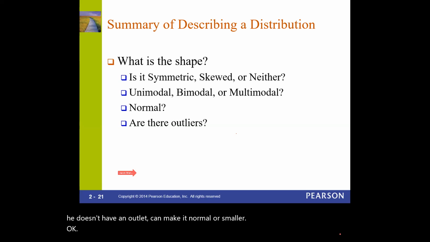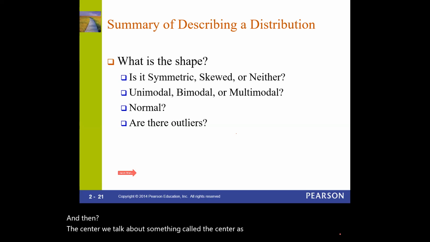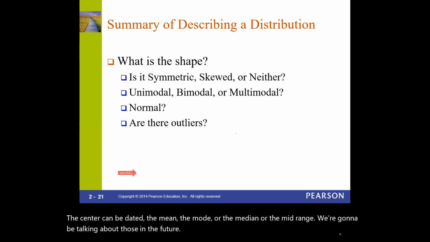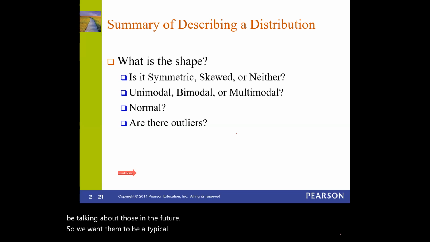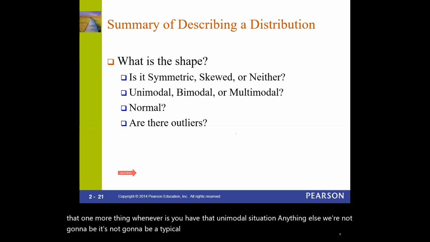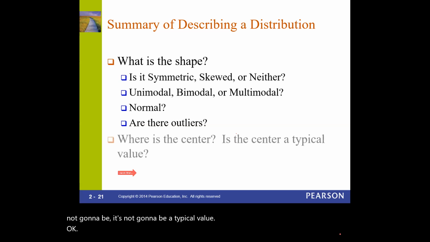And then the center, we talked about something called the center as well. The center can be either the mean, the mode, the median, or the mid-range. We're going to be talking about those in the future. We want them to be a typical value whenever you use that, only whenever we have that one mode, whenever you have that unimodal situation. Anything else is not going to be a typical value. Okay. Oh, yeah, right here, see? So that's what we talked about here.